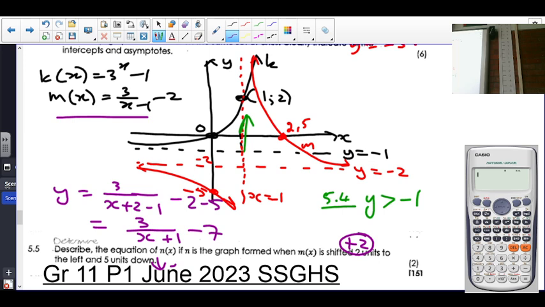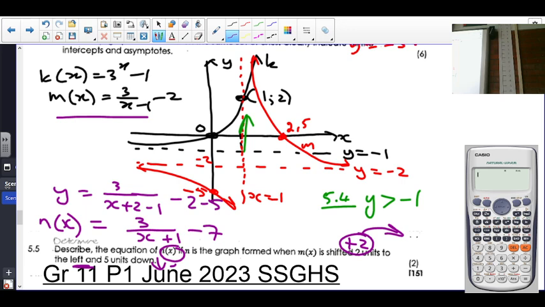Okay? And they're speaking about N of x. So N of x is equal to 3 over x plus 1 minus 7. Yes? The other one is N of x is equal to 3 over x minus 3, shifted 2 units to the left. So if it moves to the left, I must add on the x.